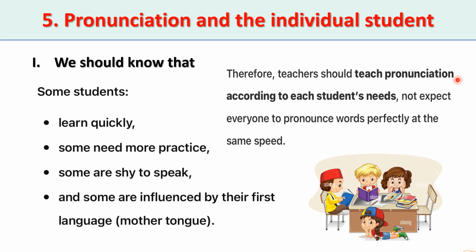Some students pronounce words not really correctly. For example, "I live in Phnom Penh." Live in Phnom Penh, not "live" — that is the correct one. We have to correct them. Therefore, teachers should teach pronunciation according to each student's need, and not expect everyone to pronounce words perfectly at the same speed.